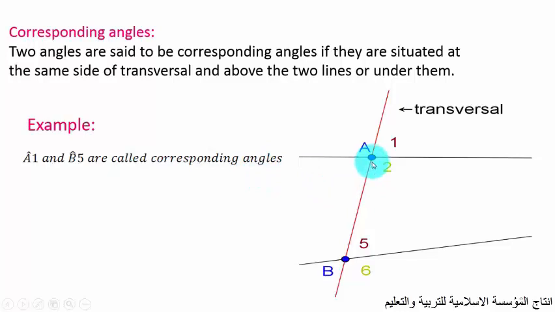Also, my students, angle A2 and angle B6, they are situated on the same side of the transversal and they are under the two lines, so also we can say that A2 and B6 are corresponding angles.